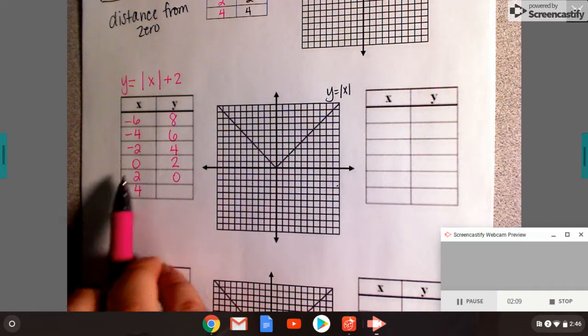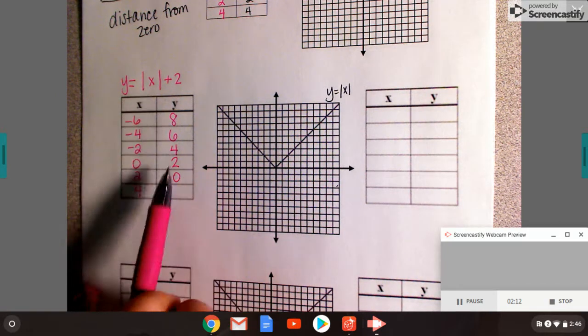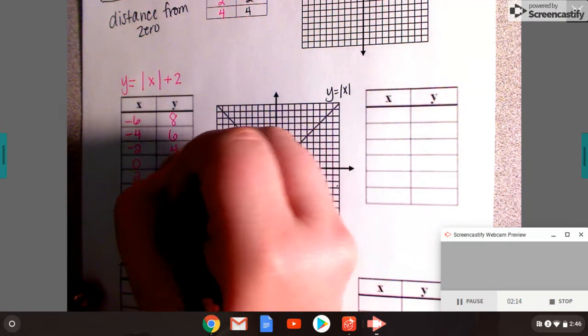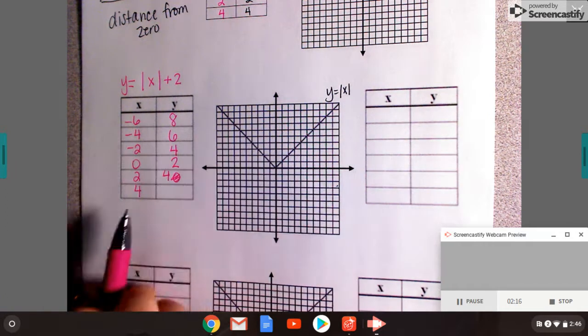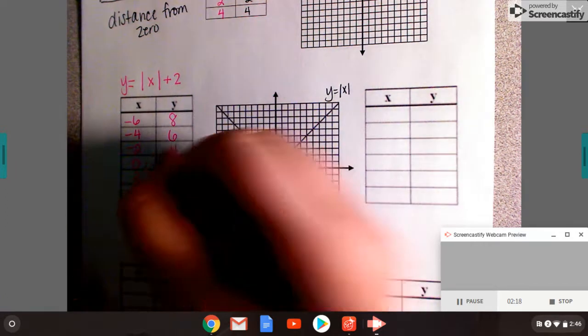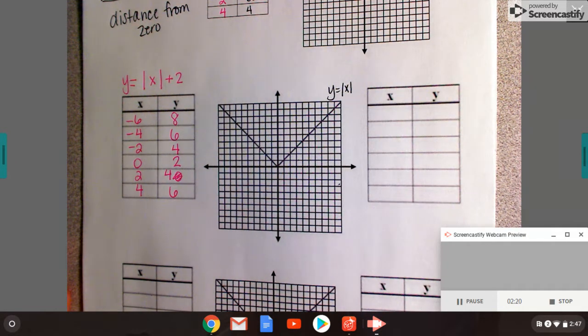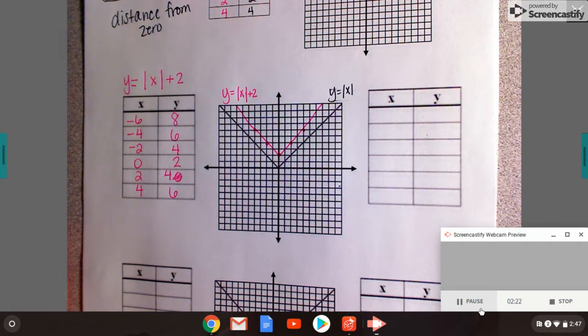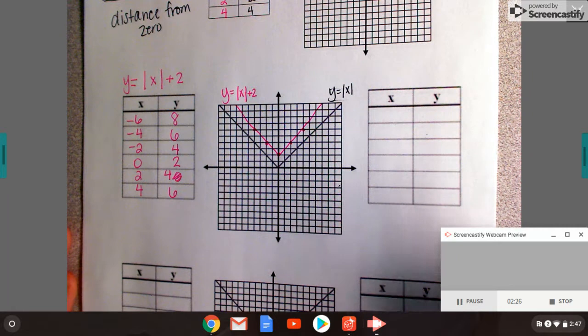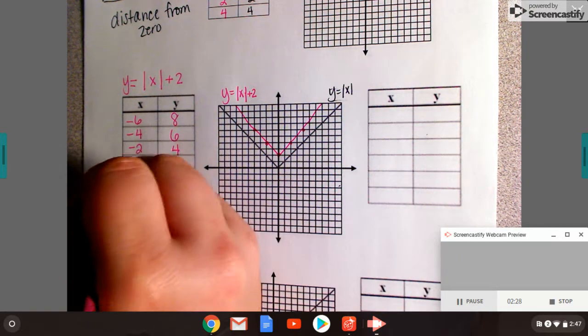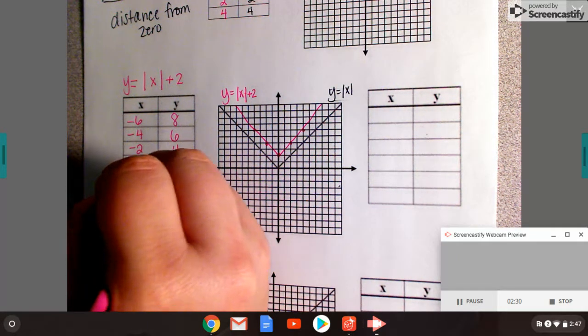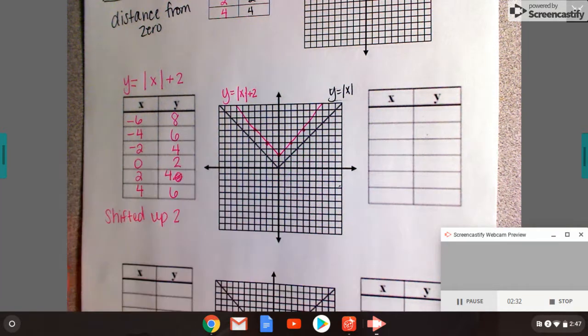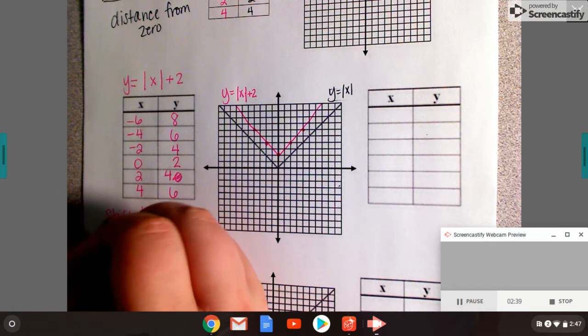Absolute value, oops, where did I go wrong here? Absolute value of 0 plus 2, absolute value of 2, this should be a 4, whoops. And then absolute value of 4 is 4, and plus 2 more is 6, so it'll make a turn there. Go ahead and plot those points. All right, as you can see, when we plot it out and I extend it to the edges, this graph has just been shifted up 2. So when we're saying it shifted up 2, we're saying in relation to the parent function, it's shifted up 2, and this is called a translation.